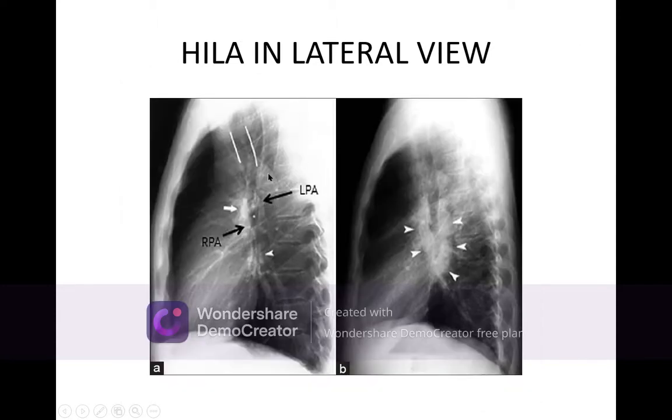The hilum in a lateral view is seen in this fashion. This is one, here and here. On the lateral view, there are prominent hila here and here.